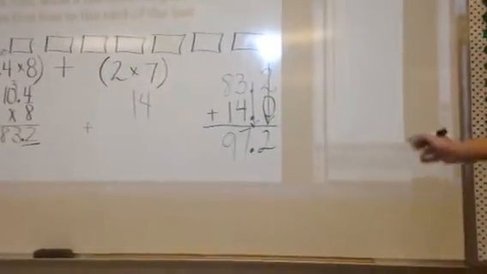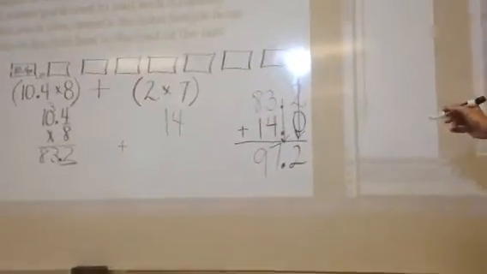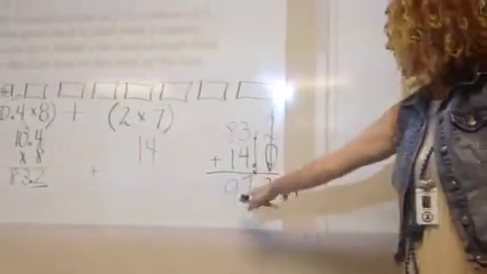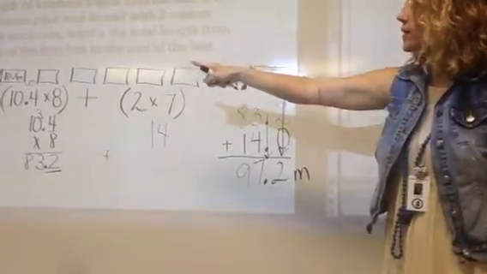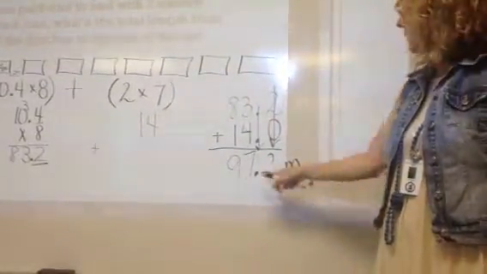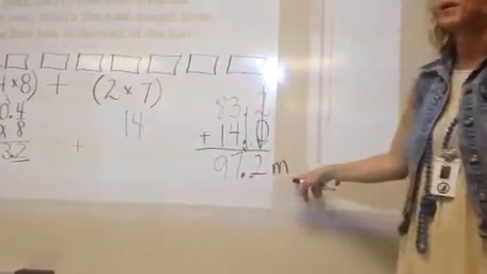Do y'all know what needs to be with my answer? Meters. I gave y'all a big hint. If you said it, I just didn't hear you. So we do want to put meters. The answer means that from the front of 1 bus to the end of the last bus, there are 97 and 2/10 of a meters.